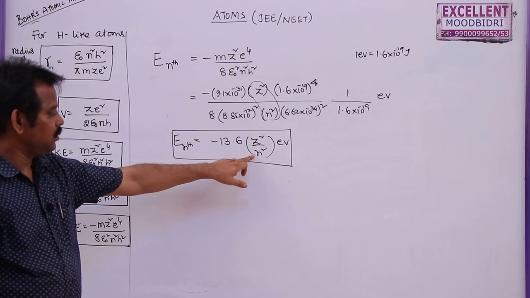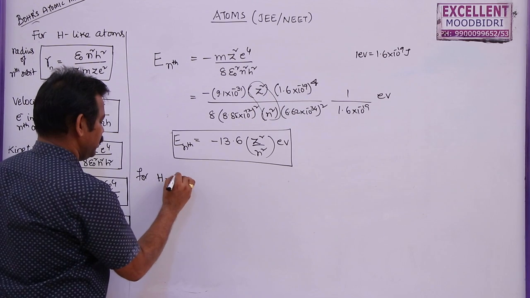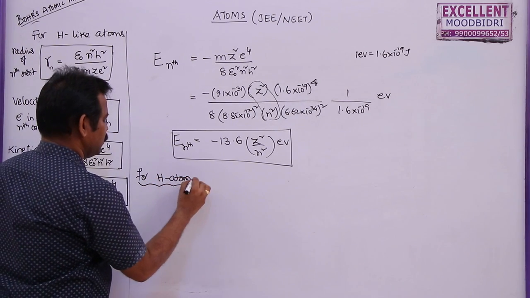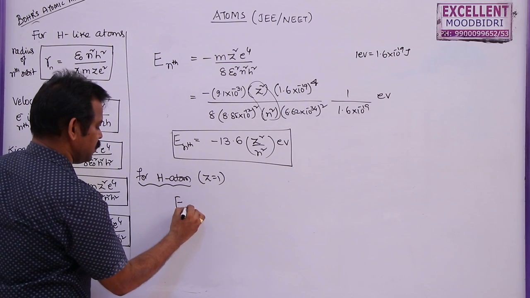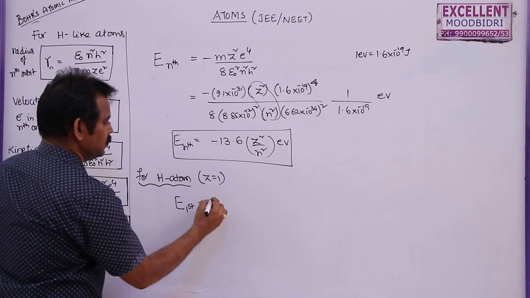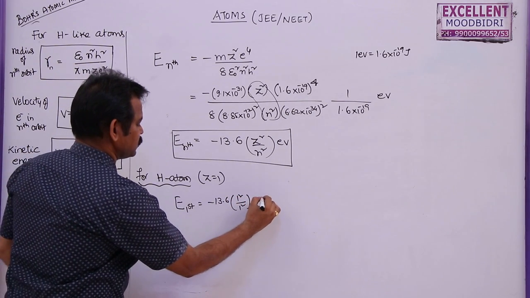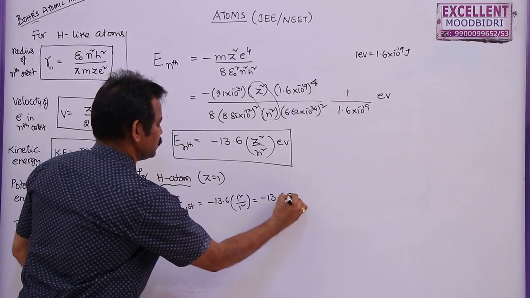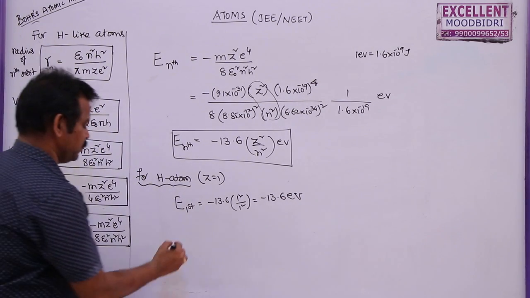For first orbit, n is equal to 1. So for H atom, we will get Z is equal to 1. So what is the energy of electron in the first orbit? This is given by minus 13.6 into 1 square by 1 square, minus 13.6 electron volts. This is the energy of electron in the first orbit.